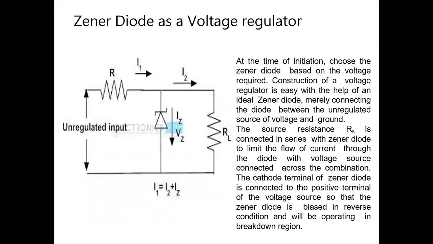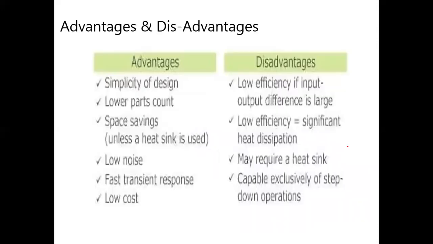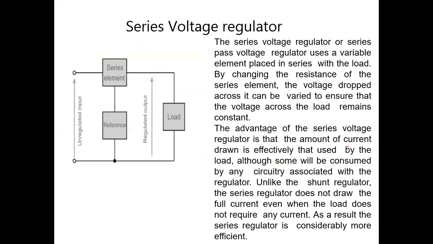Zener diode as a voltage regulator. At the time of initiation, choose the Zener diode based on the voltage required. So construction of the voltage regulator is easy with the help of an ideal Zener diode. So the advantages and disadvantages of the Zener diode. Advantages: simple design, low part count, low noise, low cost. Disadvantages: low efficiency, and more heat sinks are required.